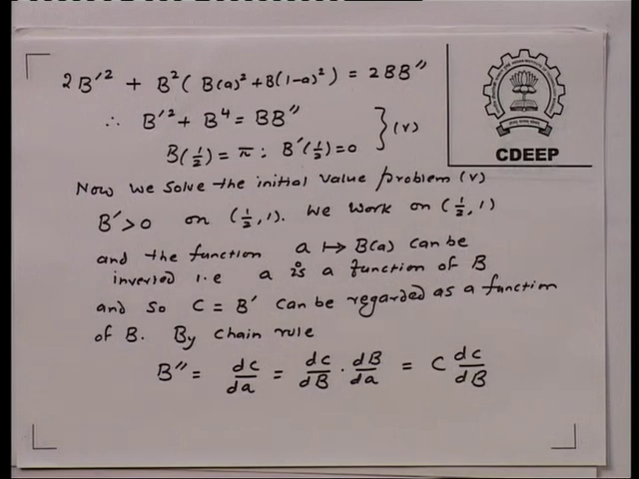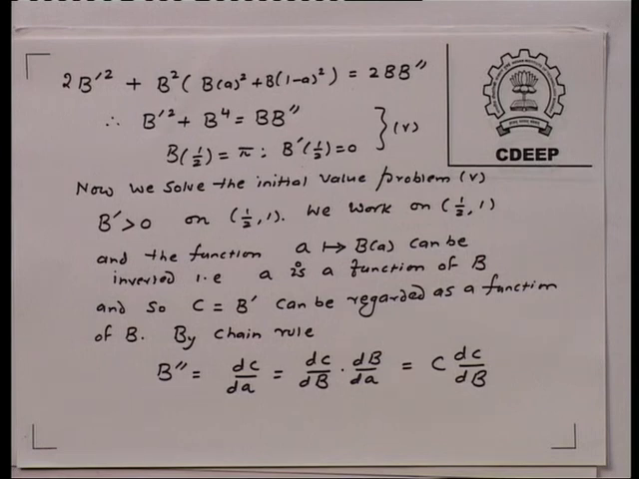Now, remember that b prime is positive. Remember, half is a global minimum. So, the graph is like this. So, from half to 1, b prime is always positive. So, it is a strictly increasing function on the open interval half to 1. So, it is an invertible function. So, I can express a as a function of b. B is a function of a, so I can invert this and think of a as a function of capital B.